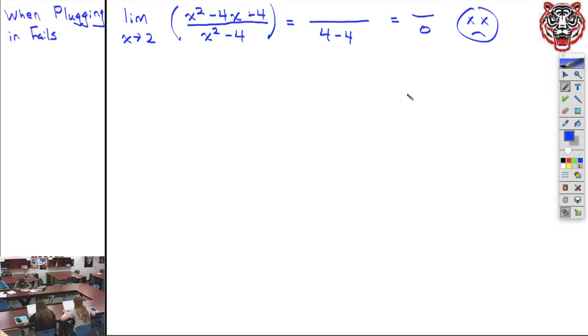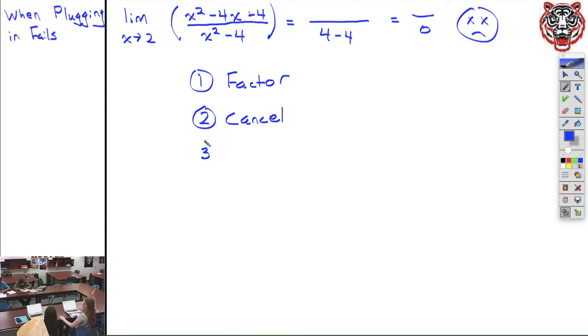So what do you do? This is a great chance to ask Sophia and Kaylin if they remember this rule. What do you do when plugging in fails? You have to factor out. Okay. So how many steps are there? Factor. Cancel. Plug in. And there they are. Factor, cancel, plug in. So there are 3 steps. And I'll show you how those work.